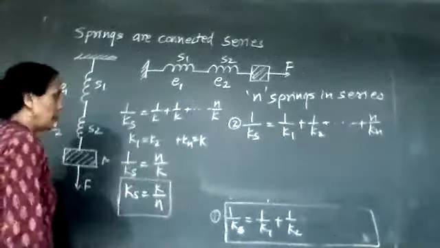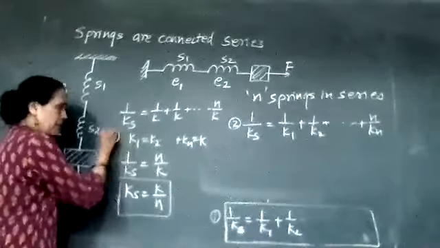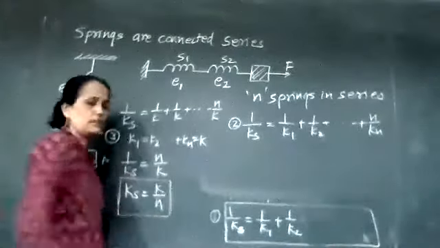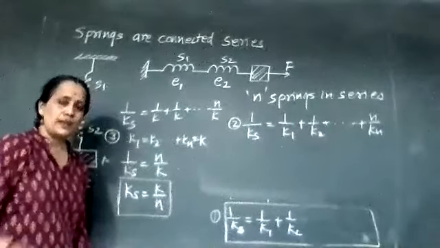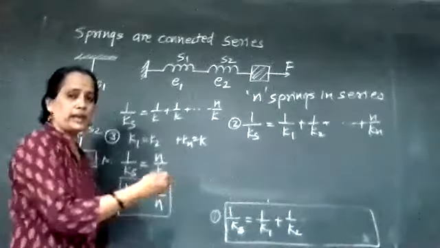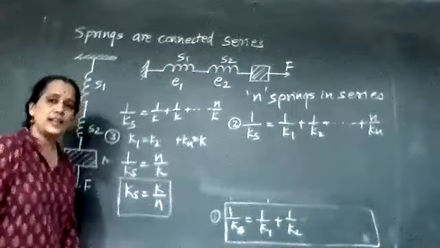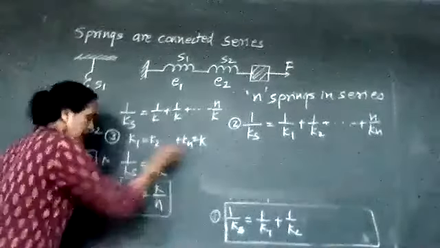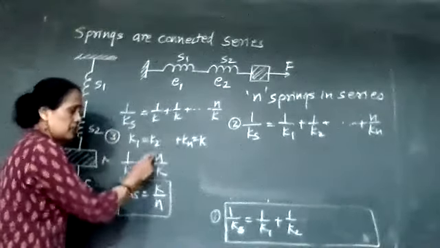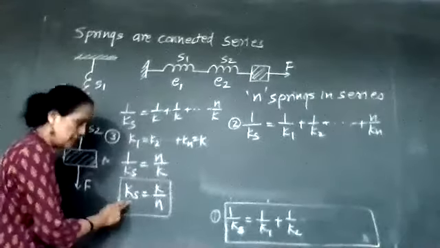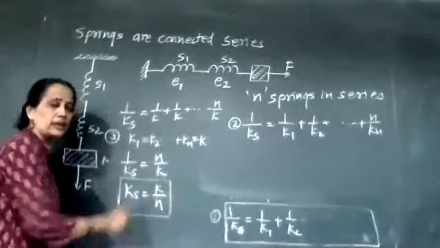And thirdly, if all spring constants are the same, K1 is equal to K2 is equal to Kn, so that value I can consider as K. At that time this formula will become 1 upon Ks is equal to n upon K, means Ks is equal to K upon n.